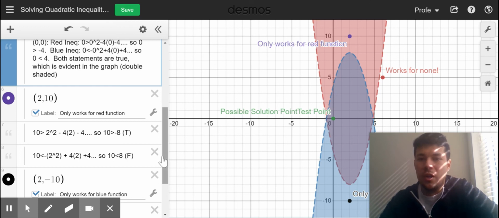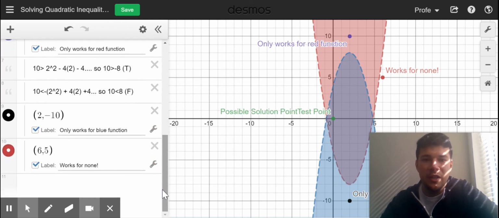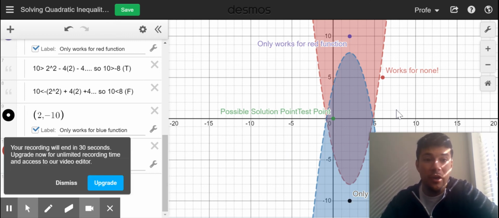The other test points I have are 2, negative 10, which works only for the blue, and you can work that out to test it yourself. And 6, 5, which doesn't work for any of them. You'll end up with 2 incorrect statements. So that's basically all I've got for you.